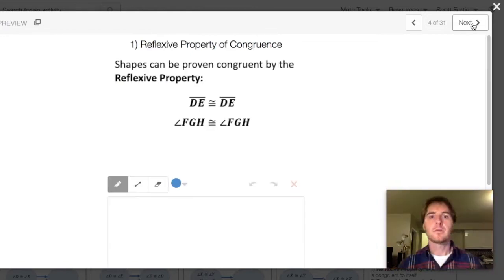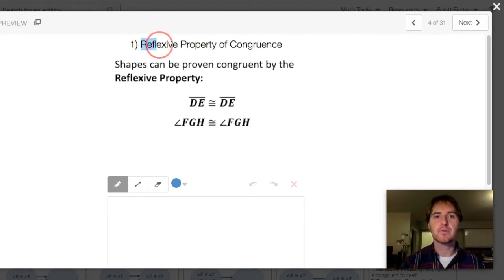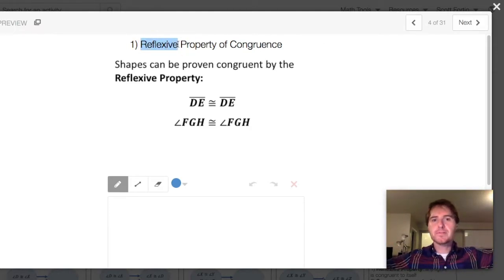Now that you can see me better, we got our first property of congruence. This one's called the reflexive property of congruence. So we dealt with reflexive earlier on, right? We dealt with reflexive on Monday.